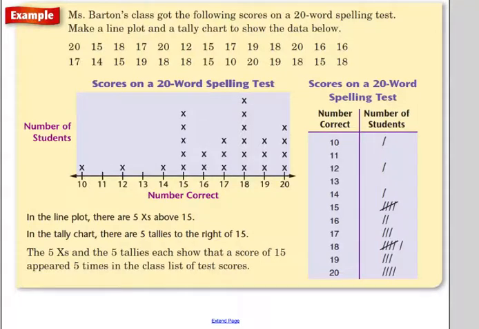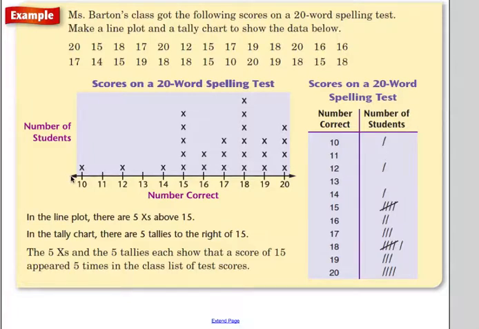For example, let's take a look here. Miss Barton's class got the following scores on a 20-word spelling test. Make a line plot and a tally chart to show the data below. Okay, so here were the scores of the students on the test. Now if we make a line plot, it looks like this. We're working with a number line, and in this case we only need to show the parts of the number line that go from 10 to 20 because nobody scored less than 10 and 20 was the maximum you could get. Notice how there are arrows on the ends because the number line continues in both directions forever and ever.